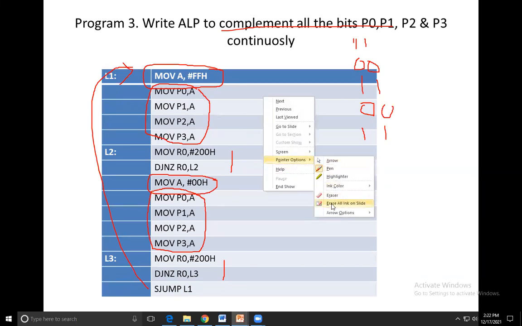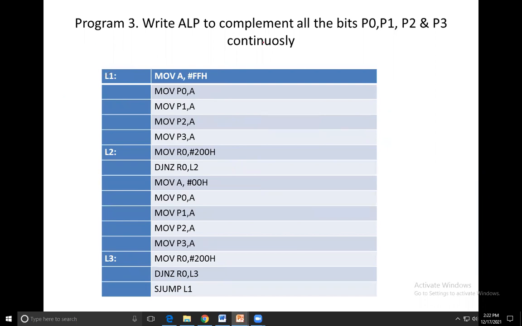Okay, so this is the program to complement all bits of port 0, port 1, port 2, and port 3 continuously.